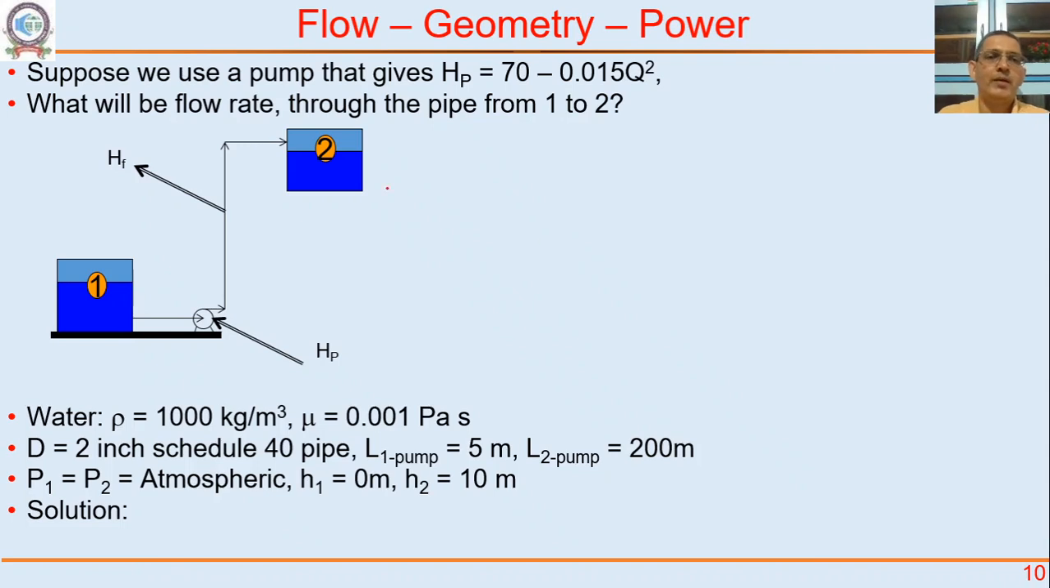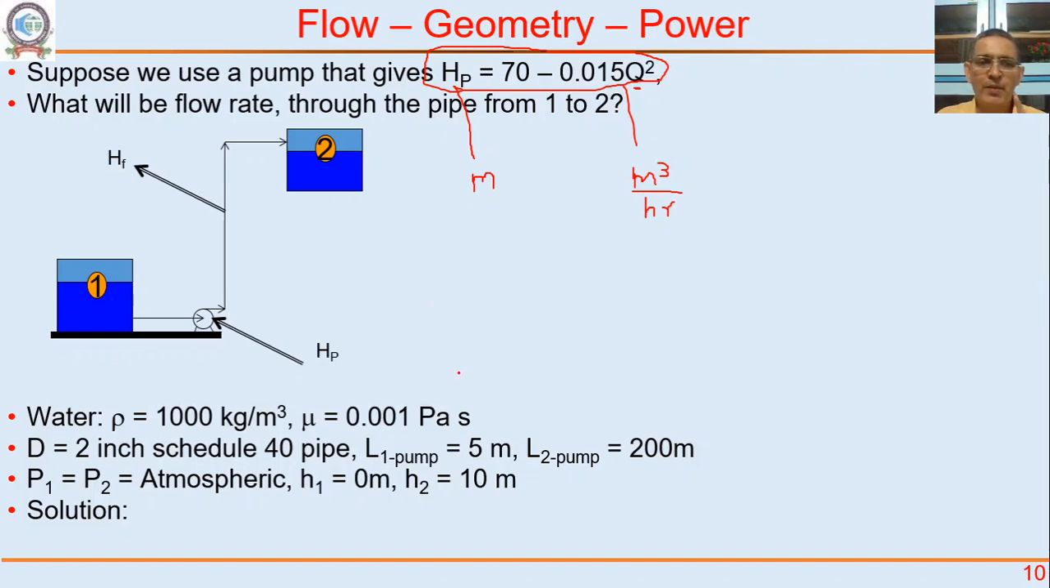Here's another problem. Suppose I use a pump that gives HP as 70 minus 0.015 Q square. Okay? And here Q is in meter cube per hour. That means that pump doesn't give a fixed amount of power. The power or head that the pump develops depends on how much flow is going through. Why this is the case, we will see a little later on, but this is a very important point. The pump develops a head according to how much flow goes through the pump. So in this formula, Q is in meter cube per hour, HP is in meters.